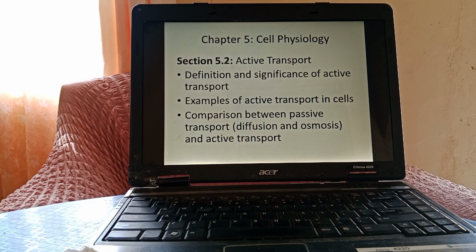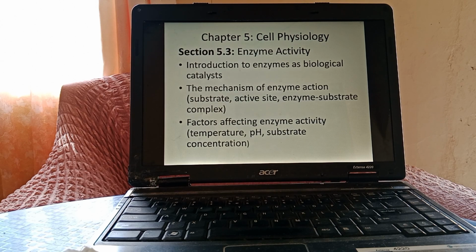So we have two types of transport in cells. Passive transport, which is taken care of by diffusion and osmosis, and then we have active transport. Section 5.3 of that chapter, you have the enzyme activity, introduction to enzymes and biological catalysts, the mechanism of enzyme action, where you have the substrate, active site, and enzyme substrate complex. And then you end up by having the factors affecting enzyme activity like temperature, pH, and the substrate concentration.